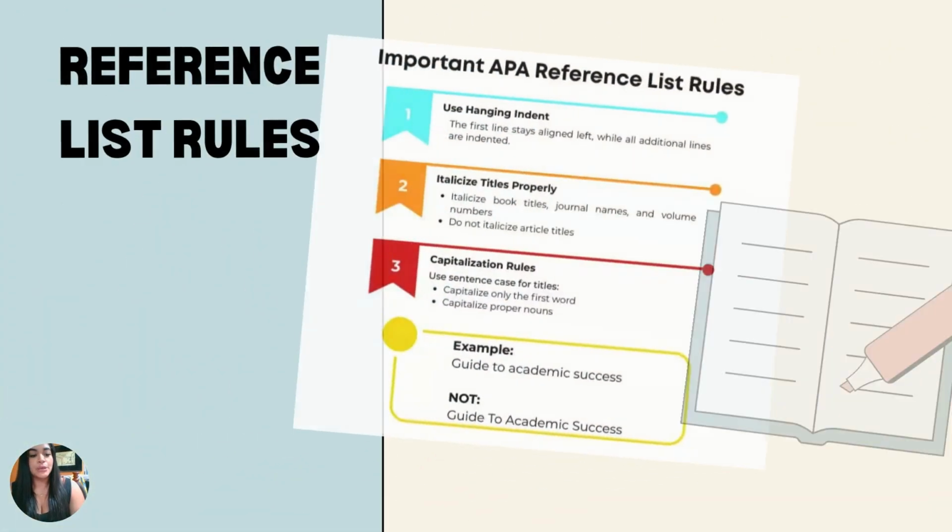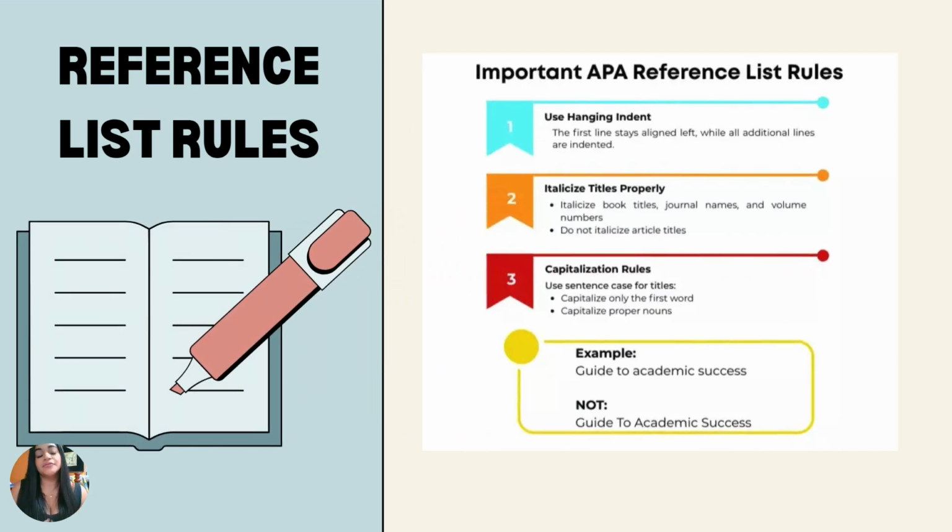So now I want to explain how to organize references according to APA 7th edition. The reference list appears at the end of the academic paper and includes all the sources cited in the text. The references must be organized in alphabetical order by the author's last name. Each reference follows a specific structure: author, year, title, and source information. Let's see two examples.